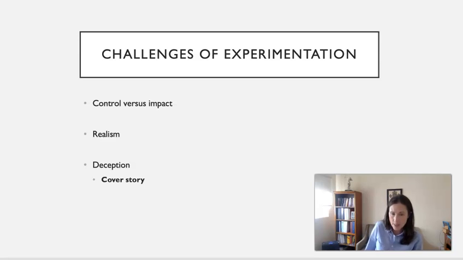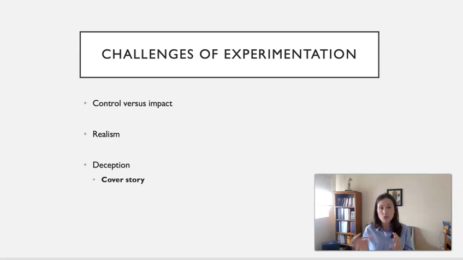The problem is, the more control you have over an experiment, the more you get to decide exactly what's happening to the participants, the less real it's going to feel, and so the less impact you're going to have. There's a negative correlation between control and impact. The more you're trying to make sure everything's set up perfectly, the more the participants are going to feel that it's a little fake, and so the less impact it's going to have on them.